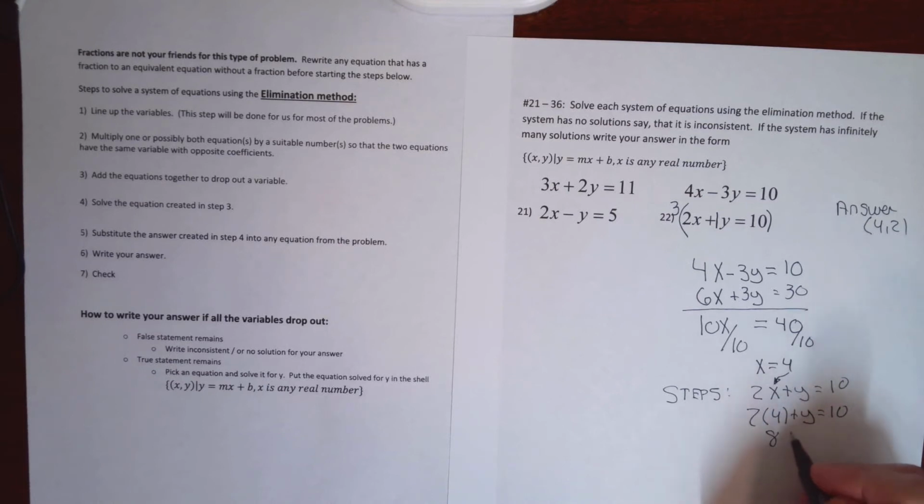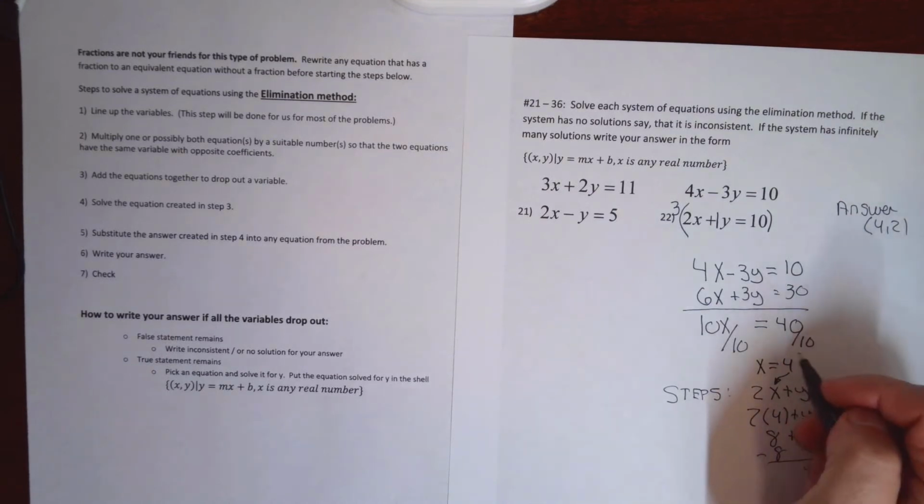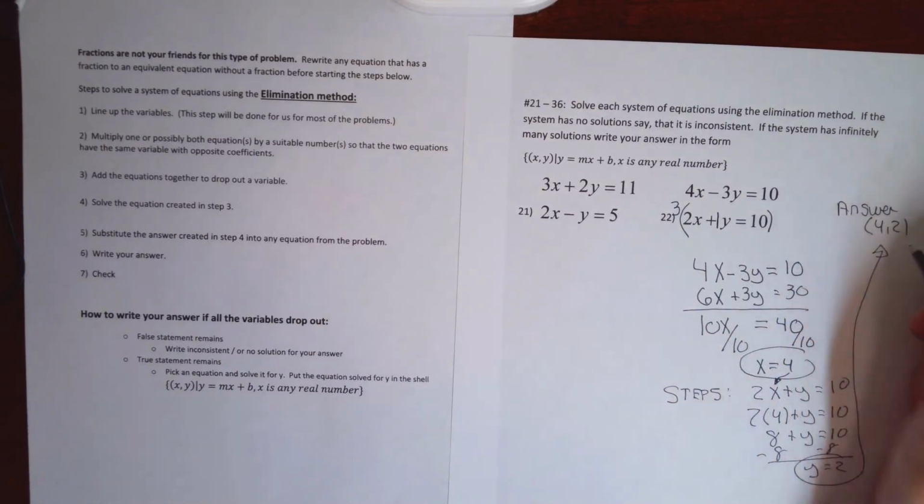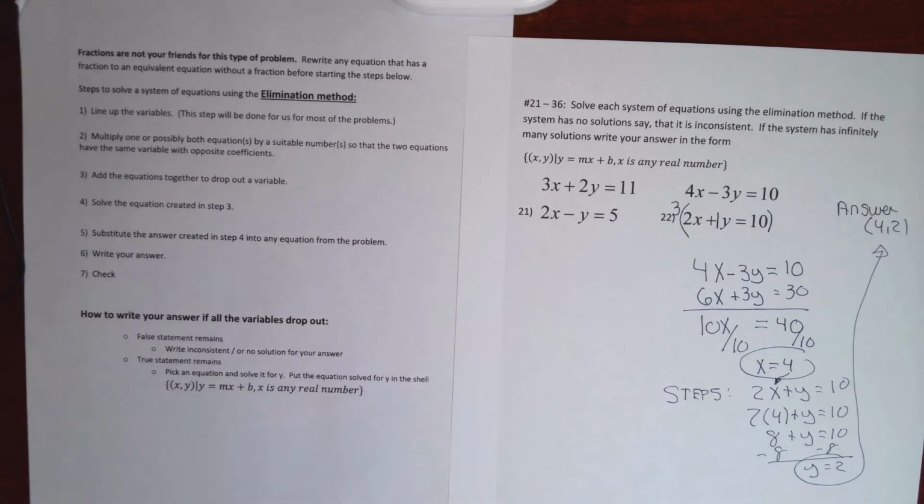This gives me 8 plus y equal to 10. I minus 8, minus 8, and I get y equal to 2. So for my answer, x is 4, y is 2. This will check because I checked it off screen before I started.